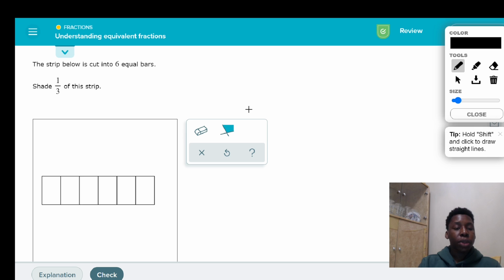This says the strip below is cut into six equal bars. Shade one third of this strip. Okay, so I'm going to use this example.